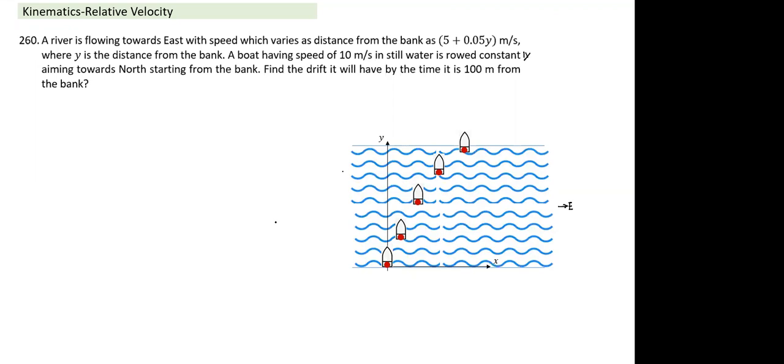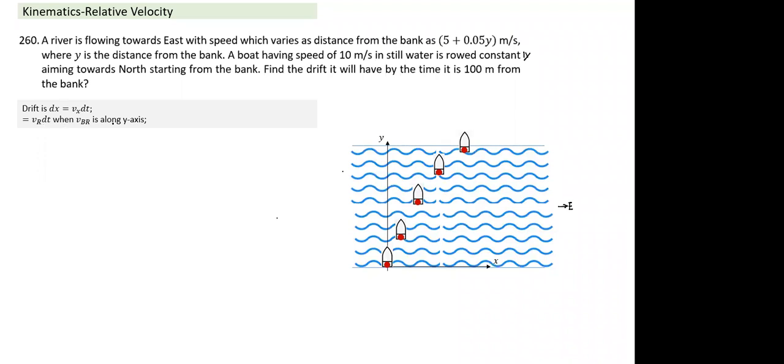So let's solve this question here. What does drift mean? Drift is nothing but displacement in the x direction. If I take a small time interval dt, the drift is the velocity in the x direction into time. But what is Vx here? The x component of ground velocity is only due to the river velocity. By now, you should have understood the y component is VBR and the x component is the river velocity. VBR has no component in the x direction. So the drift can be written as VR into dt.